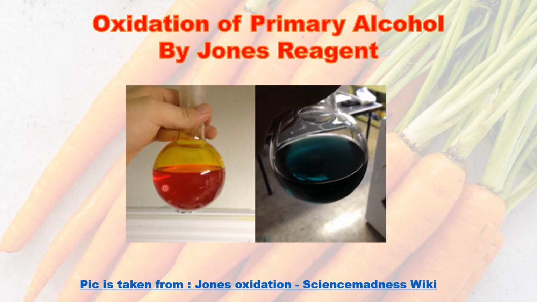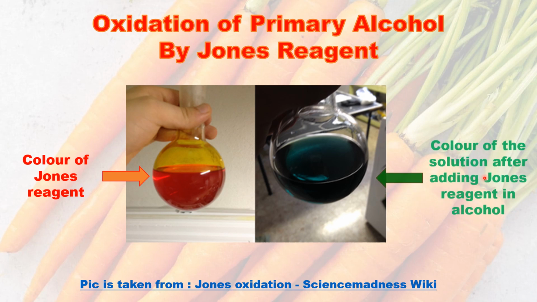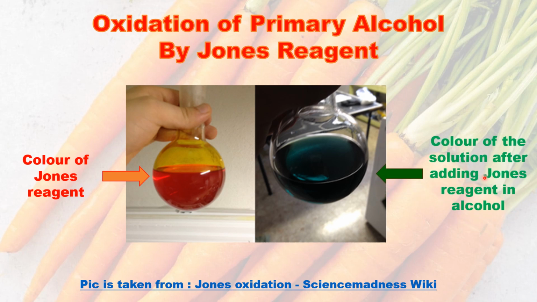Now you can see the color change. This is Jones reagent, deep red or orange in color. Now when you add any compound having primary alcohol, the primary alcohol is oxidized to acid, and chromium +6 present in Jones reagent is reduced to chromium 3, which is green in color. This kind of color change proves that the organic molecule has a primary alcohol.